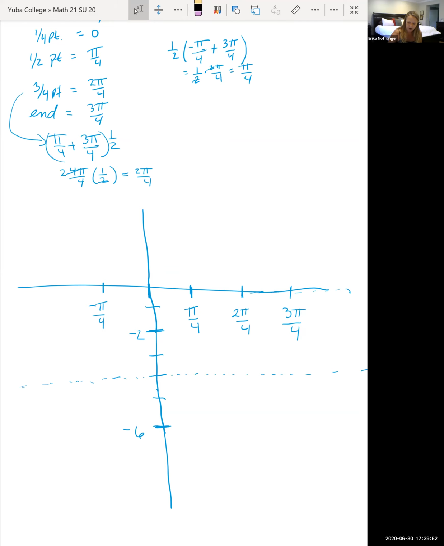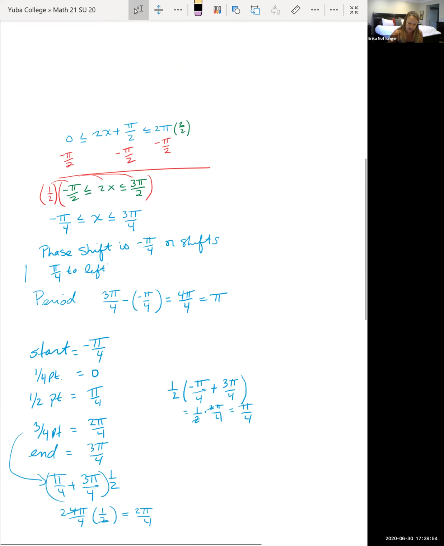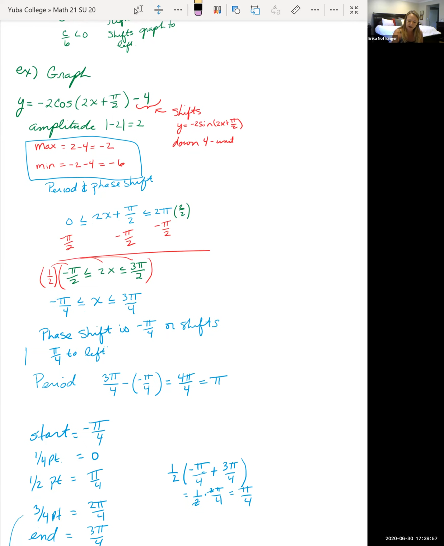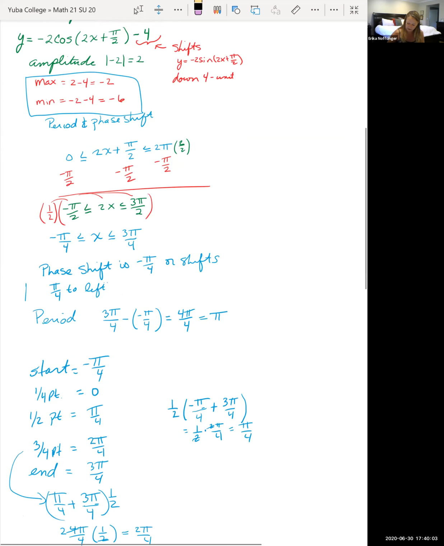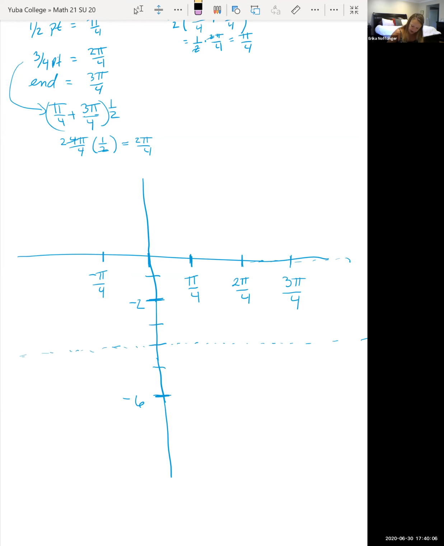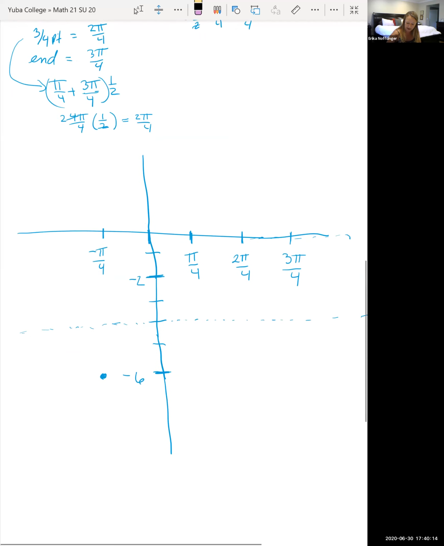And our function had a negative in front of the cosine. And so instead of starting at our max value, we're going to start at our min value. And our min value, we said, was -6. So we're going to start down here at negative pi fourths, -6. And then at the quarter value, which happens to be when x is 0, we're going to hit the midway line. So that is at -4. At pi fourths, we're going to hit the max, which is -2 for our graph. At 2 pi fourths, you're going to come back down and hit the midway line. And at 3 pi fourths, you're going to hit your minimum.